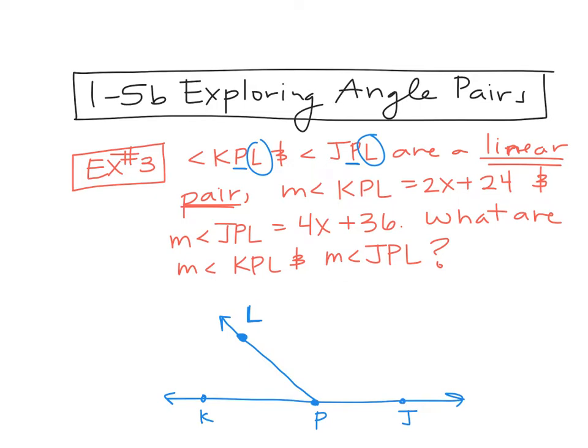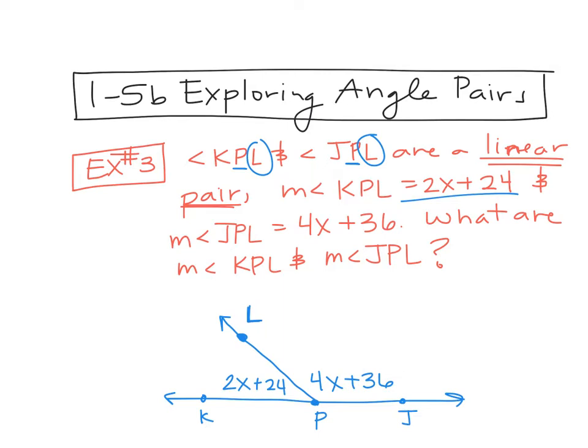Now they told us KPL is 2x plus 24, so that's this angle, 2x plus 24. And they told us JPL is 4x plus 36. So if you are a visual learner like I am and need to draw the picture to see it, there's your picture. What do we do with it? What do you know about a linear pair? Daniel: The sum of the two angles is going to be equal to 180.